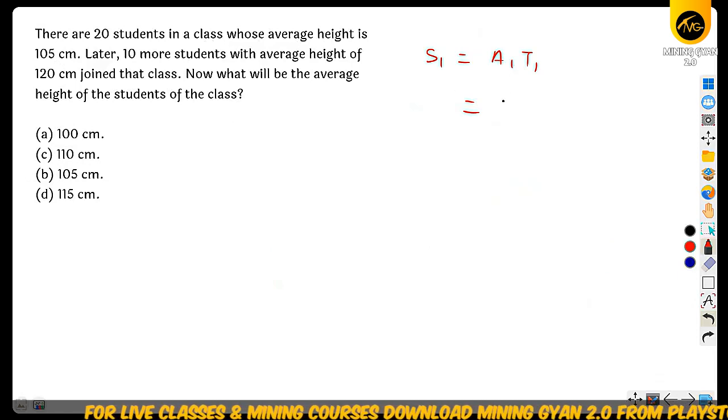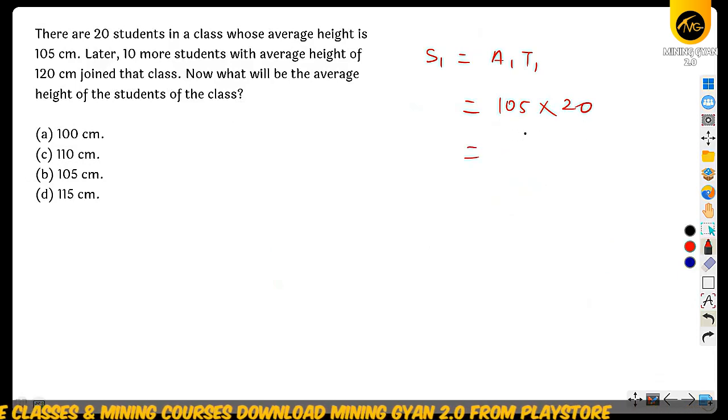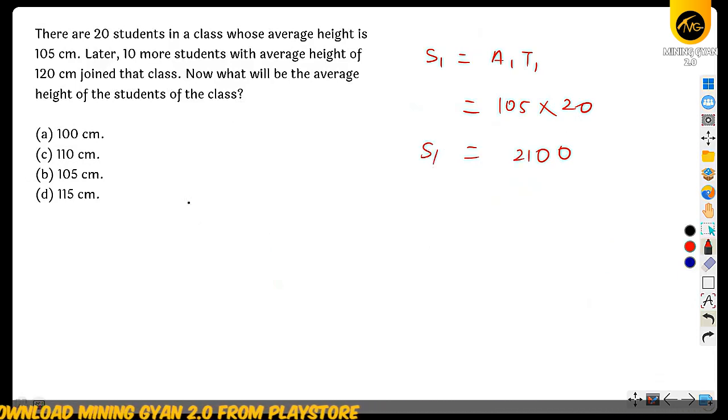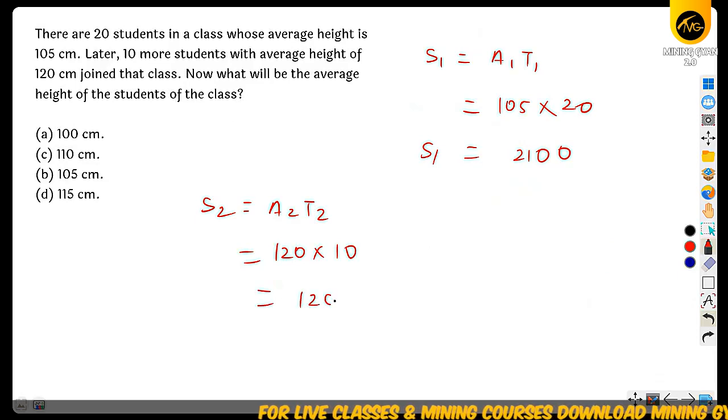So now A1 is 105 and we have 20 students, that is the number of elements, so T1 will be 20. Now just multiply the numbers: 20 times 105 is 2100. So S1 is 2100, and S2 is similar, A2 into T2. A2 is 10 more students with an average height of 120. So 120 into 10 students, now this will be 1200.